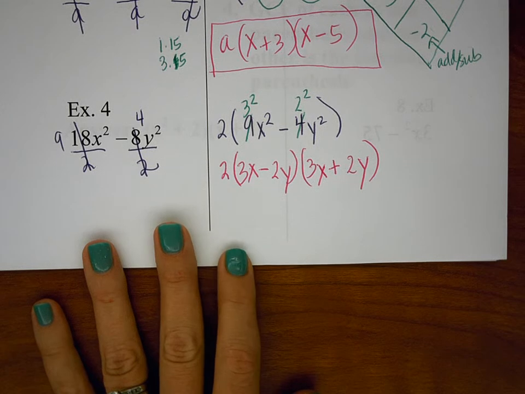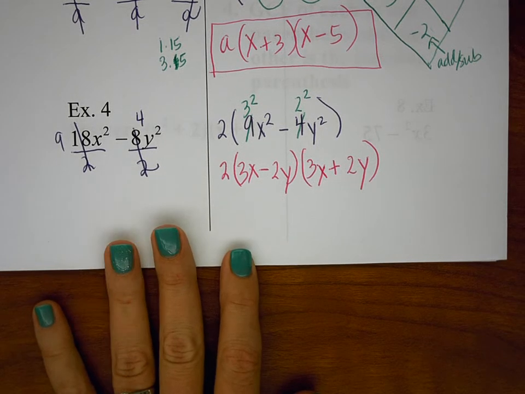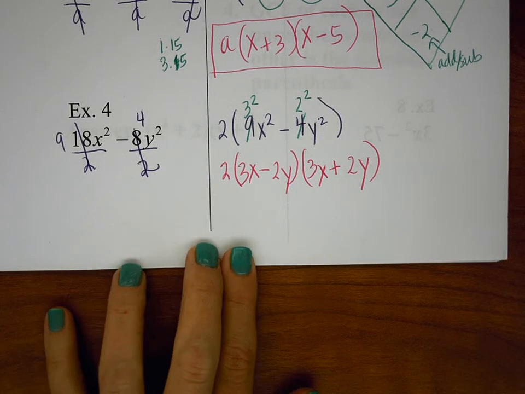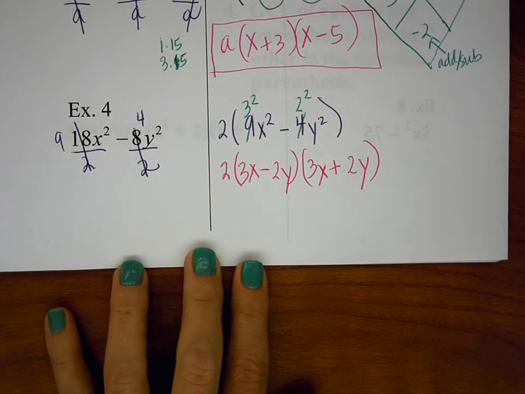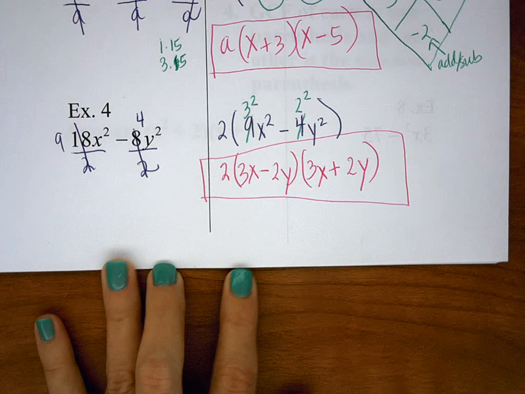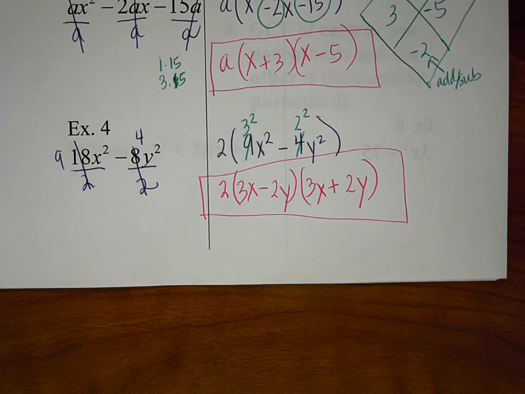Yes, Marcus. Then you wouldn't be a difference of squares. So in order for it to be a difference of squares, everything has to be a square. It can't be a cube. It has to be a square. Okay? Any other questions? All right, so there's my answer because they cannot be factored any further. All right, moving on.